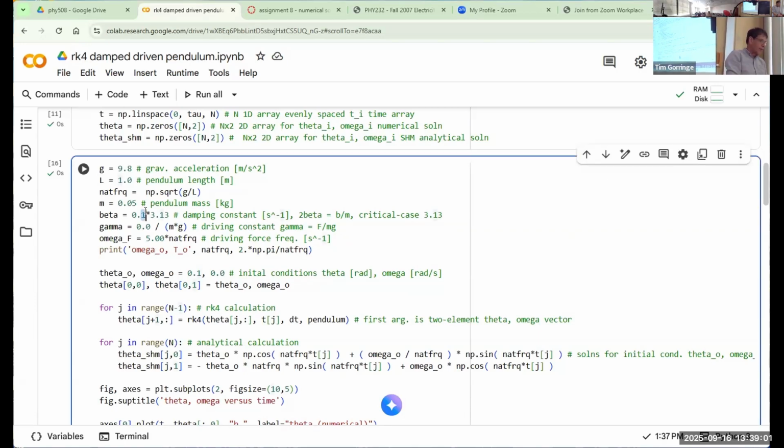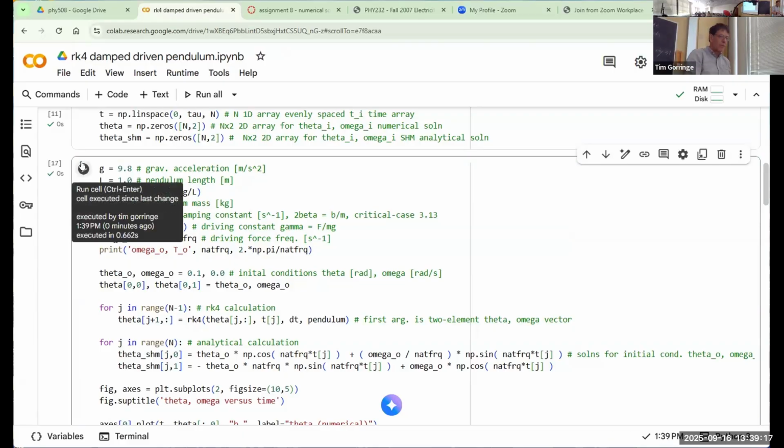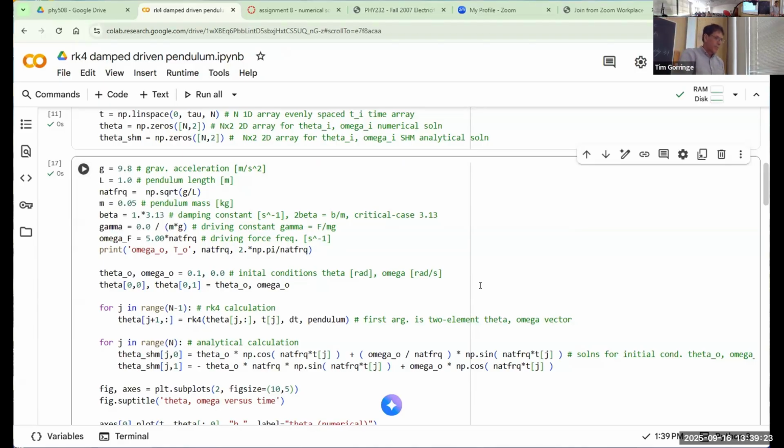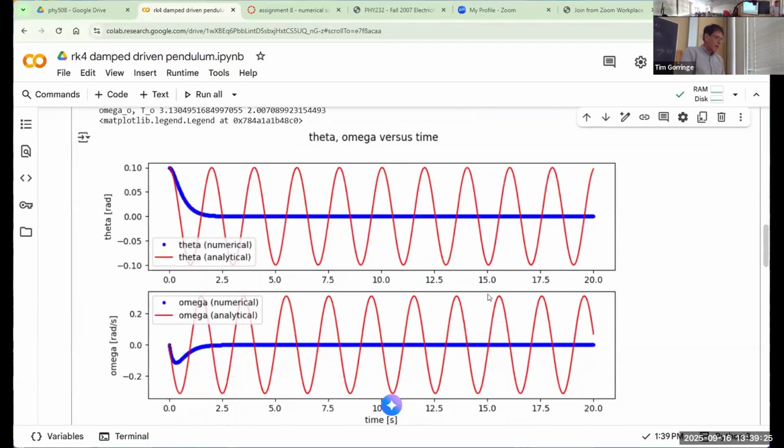If we make this 1, this is critical damping. We make this number 1, beta 3.13. And remember, omega naught is 3.13, the natural frequency. So now they're the same, which is the condition of critical damping. Now you see we've lost the oscillations. Rather, the pendulum just swings back within a couple of seconds to the equilibrium point.